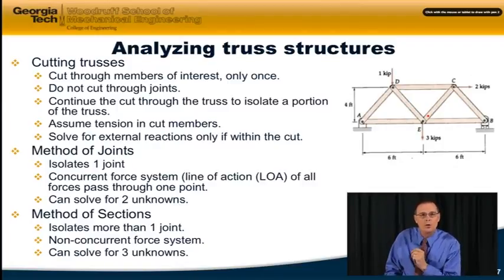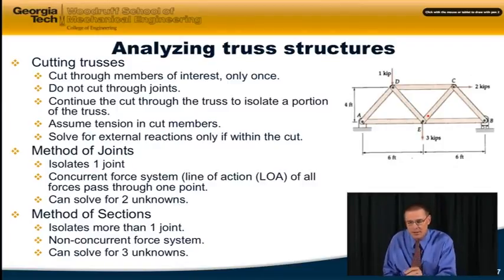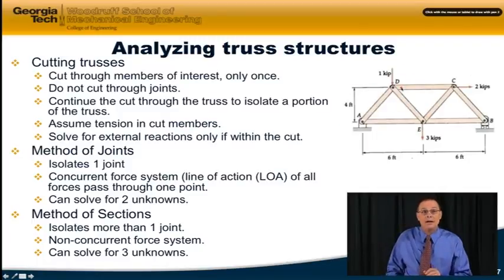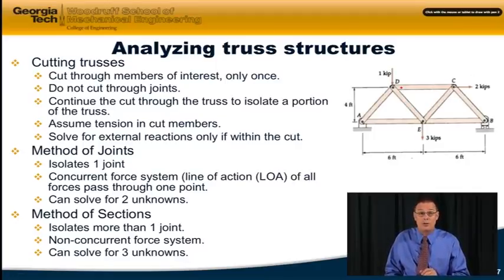The other method we're going to use is the method of sections. That'll be a section of the truss instead of just a single joint. And it will be a non-concurrent force system, so we will be able to use the moment equation as well. So we'll have three equations of equilibrium, and therefore we'll be able to solve for three unknowns.